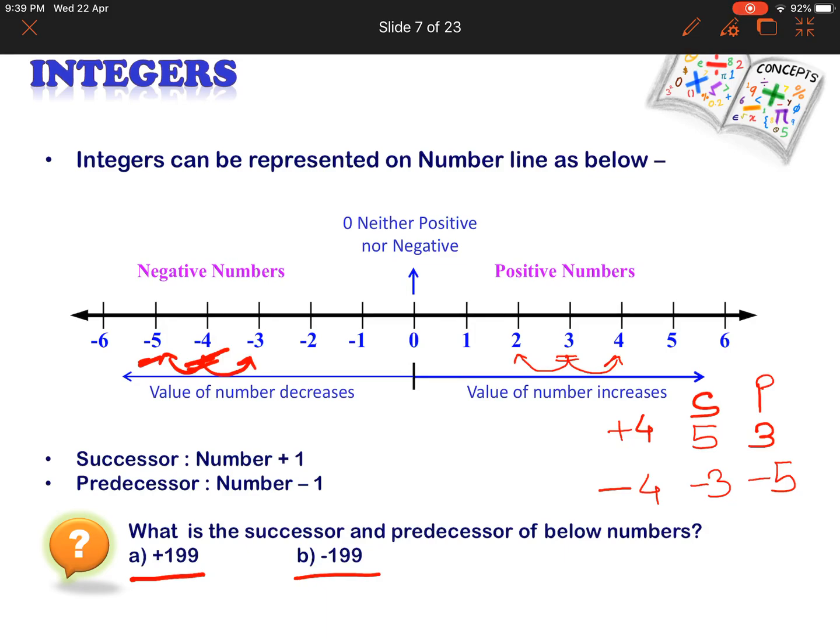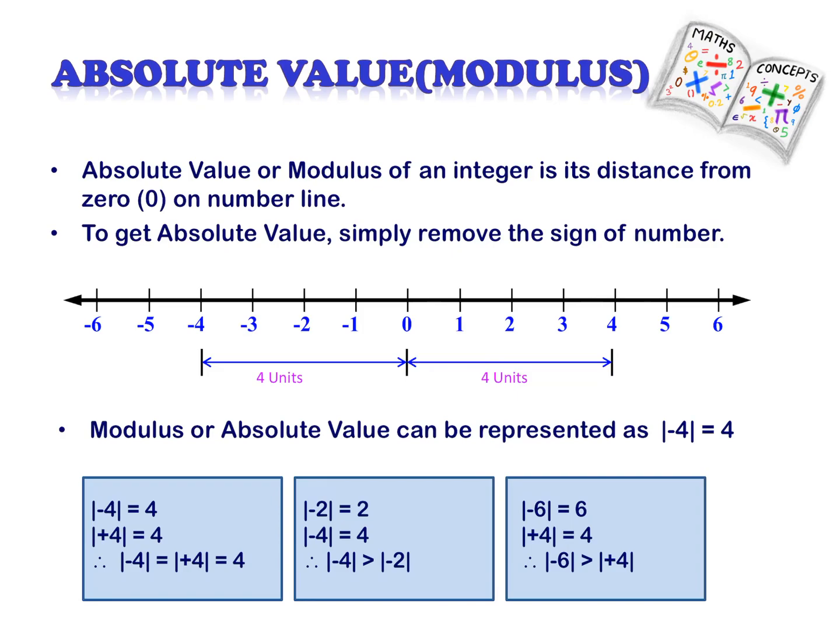Okay. Now, let's move on to our next concept, that is absolute value or modulus of an integer. Absolute value is also called as modulus. This is one important concept and very simple concept. What is absolute value? Absolute value of an integer is its distance from 0 on the number line. So if I want to find out absolute value of 4, I will have to calculate its distance from 0, which is 1, 2, 3 and 4 units. So I can write absolute value of plus 4 is 4.